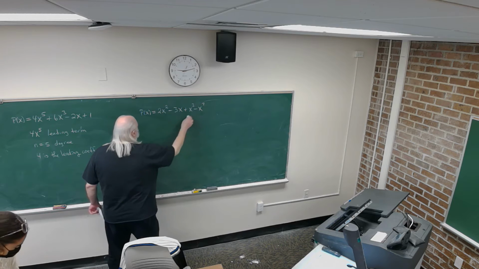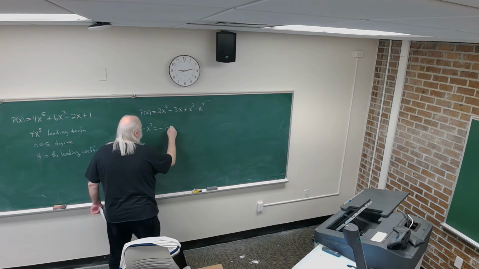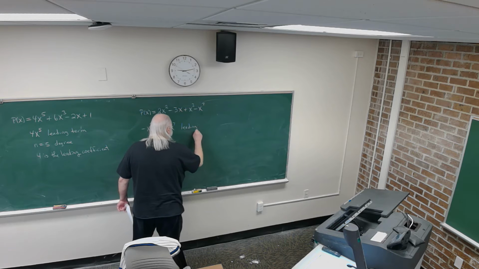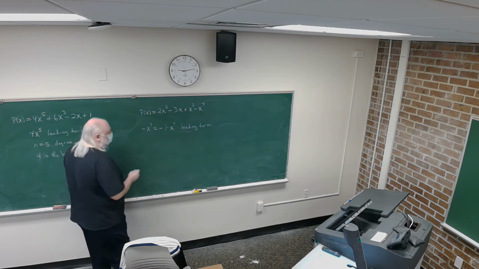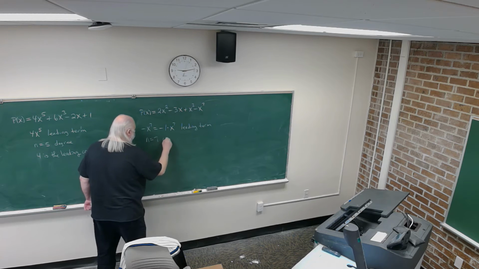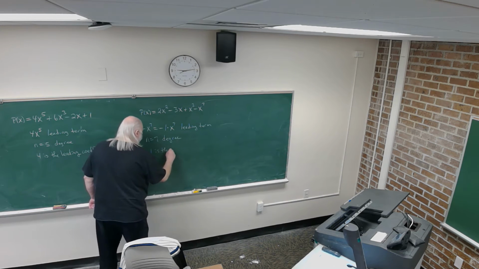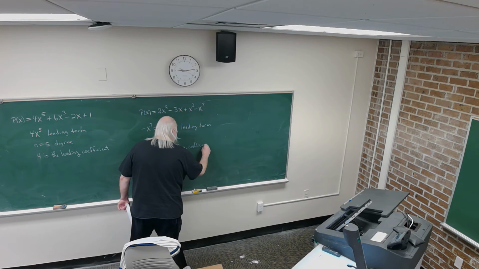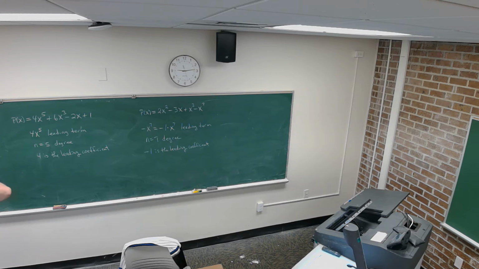So, the leading term is actually minus x to the 7th, which you can read as minus 1 times x to the 7. The degree then of the polynomial function is 7. And the leading coefficient is minus 1. Any questions on that?